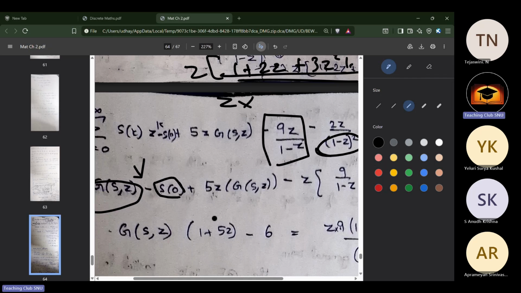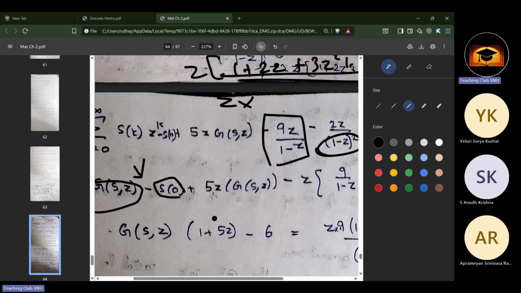So if you substitute it here, it will be u1 z power 0, u2 z power 1 and so on, right? So let's keep that also here. It'll be u1 plus u2 z plus u3 z square and so on. Next, what is this? 6 summation from 0 to infinity u_n z power n.